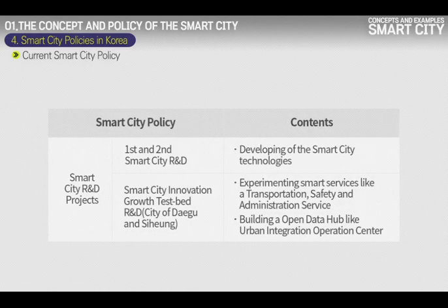The Smart City R&D project has a mid- and long-term smart city strategy, launched in 2008 and 2014, and a generic technology development project for upgrading smart city. At the same time, there are empirical studies of R&D project in Daegu, focused on smart mobility, and R&D project in Siheung, focused on energy and environment.